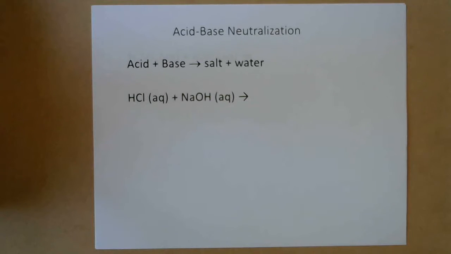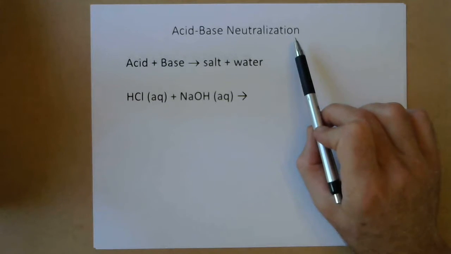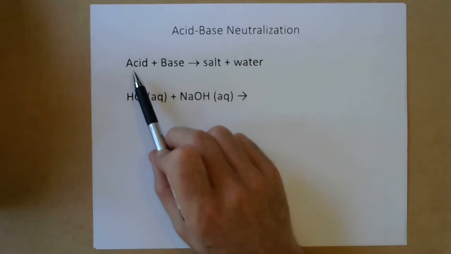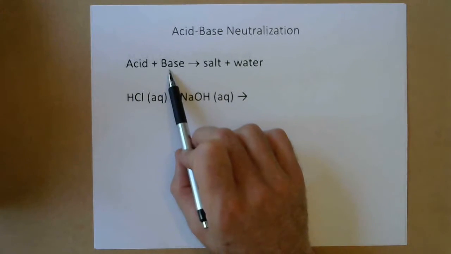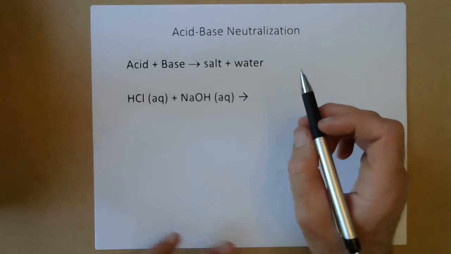Acids and bases are opposite of each other, and so when they react together, they produce what's called a neutralization reaction. They balance each other out. We'll look at an example here, but basically neutralization reactions are always going to have an acid reacting with a base, they're opposites, and they're going to produce salt and water.